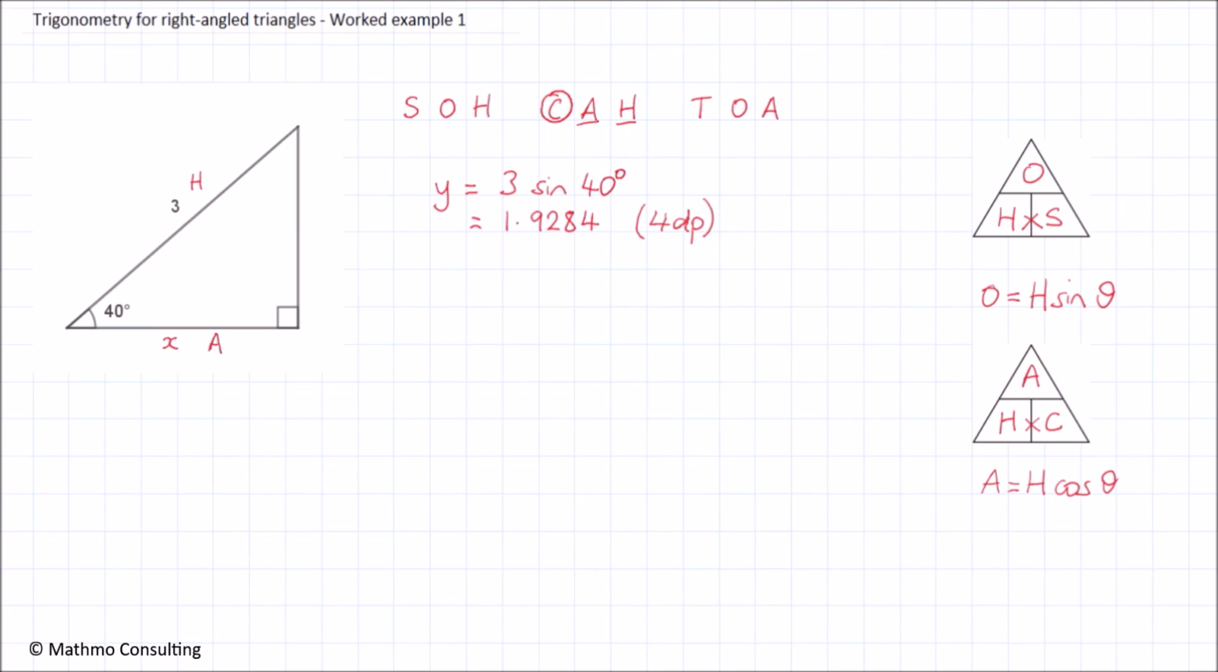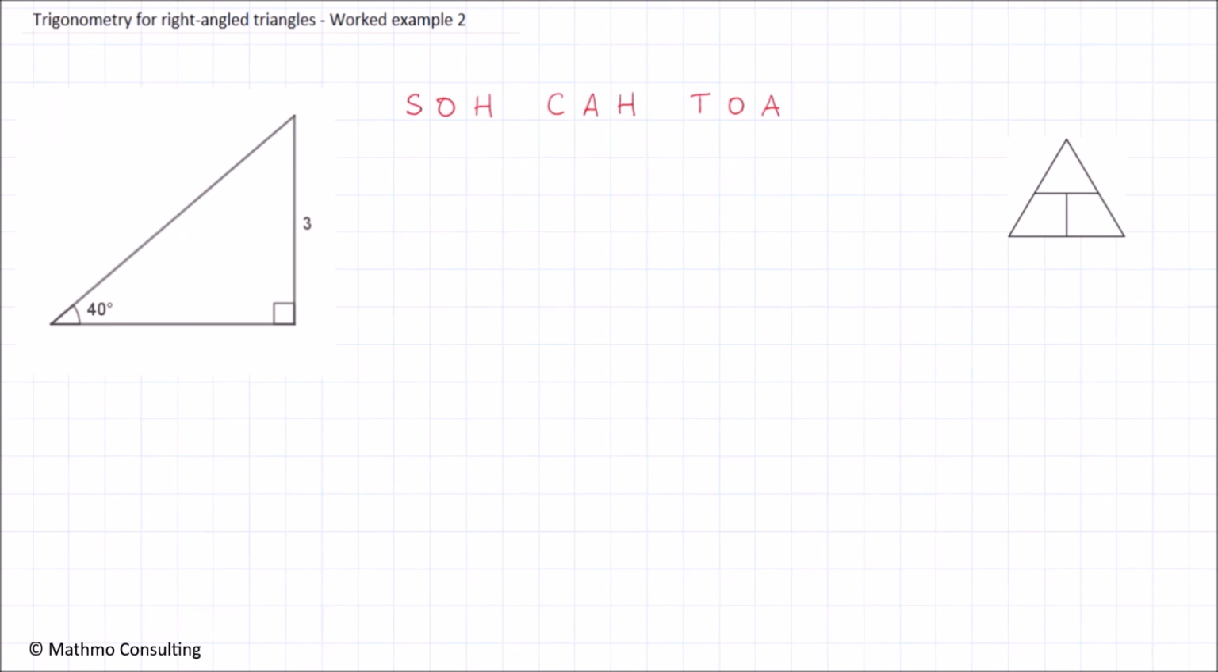And that means we can now work out x, which is equal to 3 cos of 40 degrees. And your calculator will tell you that that's 2.2981 to 4 decimal places. Okay, so far so good.